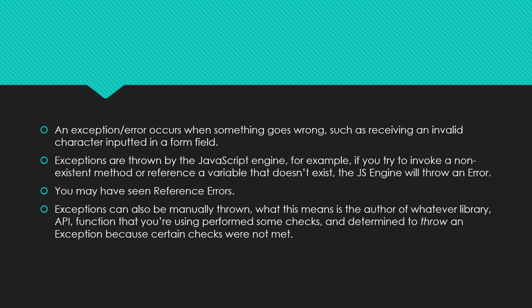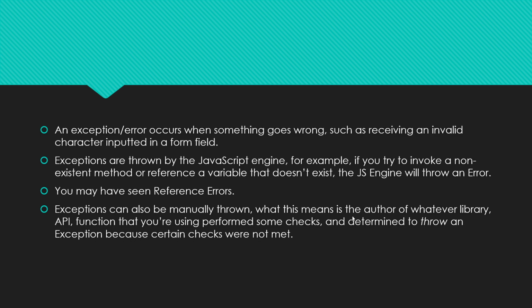Again, exceptions and errors occur when something goes wrong, such as receiving invalid character input in a form field. Common examples you may have run into are syntax errors, parsing errors or reference errors. The most common example is when we try to reference a variable or a function that hasn't been declared, and you'll get a reference error, which is thrown by the JavaScript engine itself. If you're executing your code in the browser, the JavaScript engine will throw these built-in exceptions for you. If you're executing your code on Node, the Node.js engine is going to throw those errors for you. And we're going to take a look at a couple too.